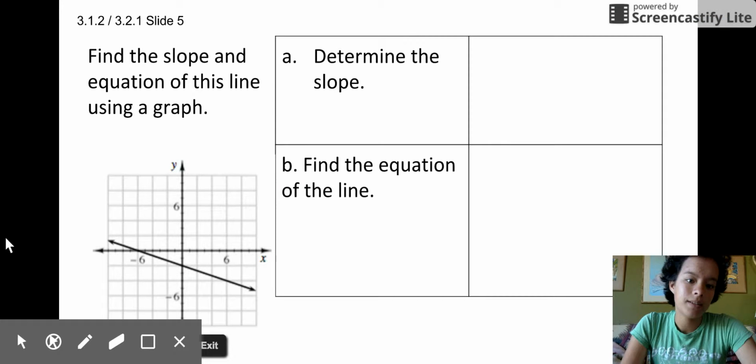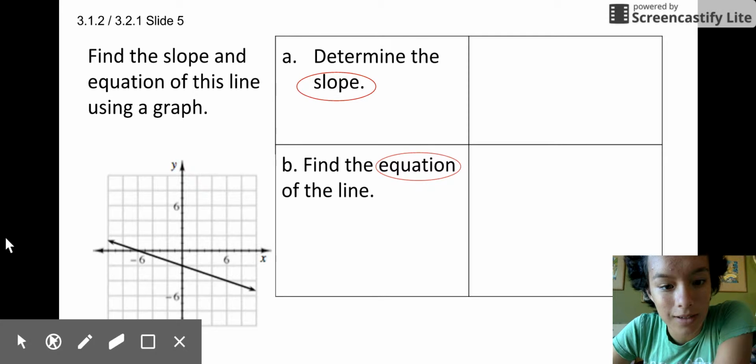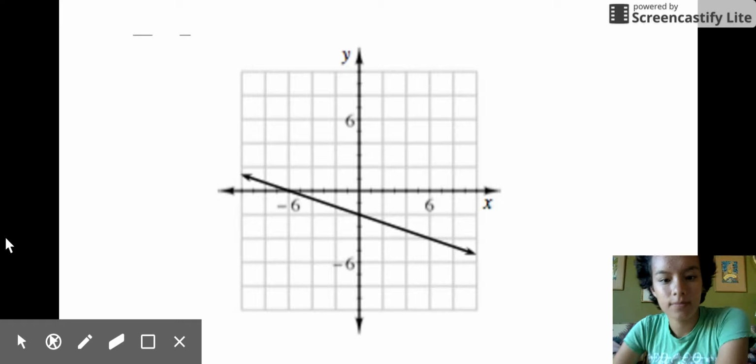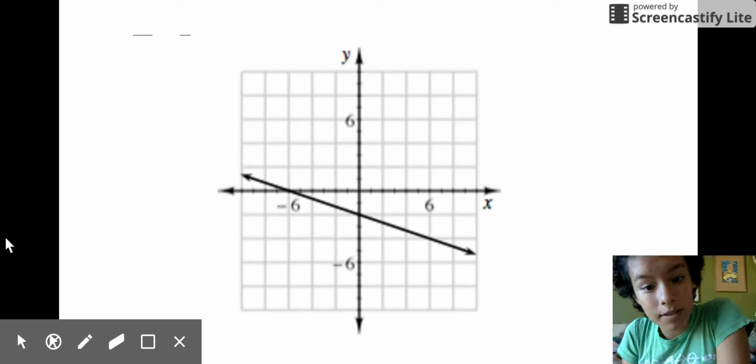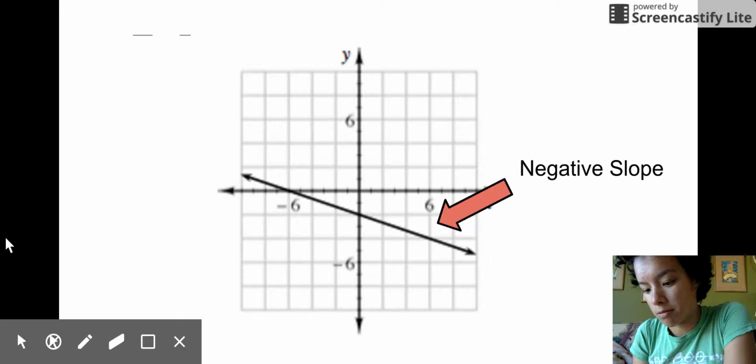Okay, so in this video, you'll learn how to determine the slope and the equation of a line using a graph. So just looking at this graph, we can observe that the line in this graph is negative because it is pointing downwards. So this means that it also has a negative slope, which will be important when we later find our equation.